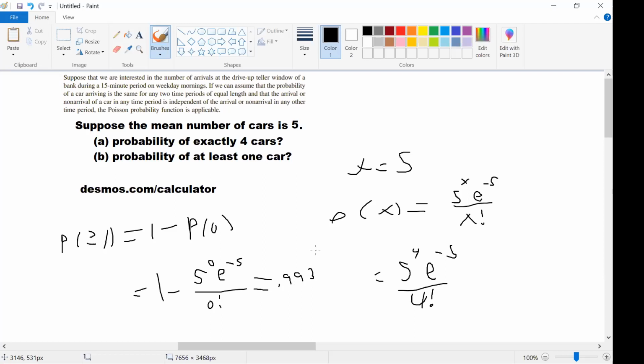Are there any questions about the Poisson distribution? The key word is this. This box right here, if you see that, Poisson.